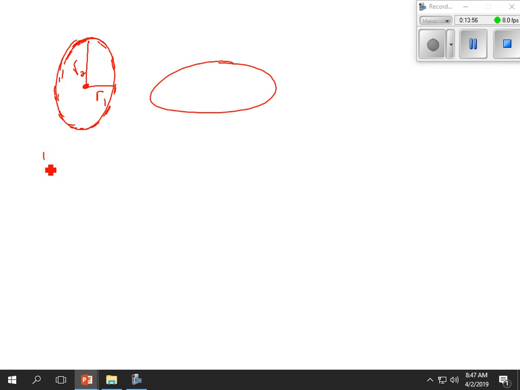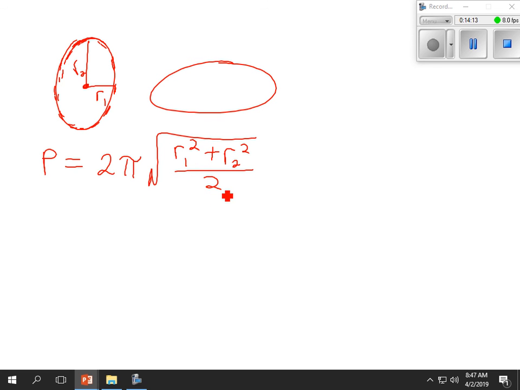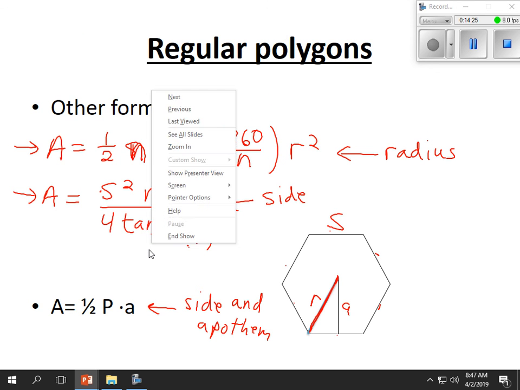Then the formula is P equals 2 times pi, and it looks like a big long hard formula again, but all you're doing is plugging in numbers. You take radius 1 squared plus radius 2 squared. Divide that by 2. You're going to have to do all this stuff inside first. Maybe write down that number. Then take the square root. Then take it times pi. Then take it times 2. Again, all you're doing is taking those numbers and sticking them in there and letting your calculator do most of the work.